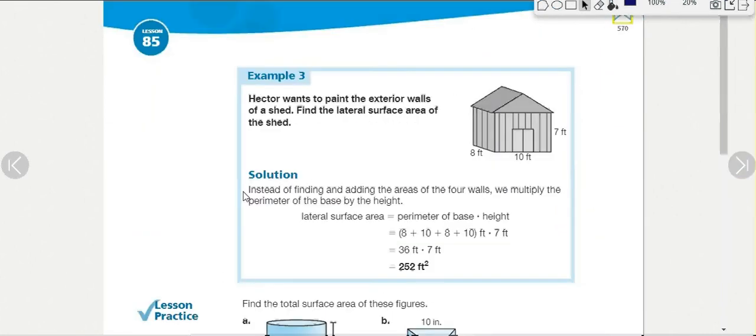So let's take a look here. Example 3: Hector wants to paint the exterior walls, the outside walls, of his shed. Find the lateral surface area of the shed. We're going to act like the roof doesn't overhang, even though it does appear to a little bit. We're not going to try to paint underneath there. So we're going to treat this like a rectangular, triangular prism. It's a triangular prism. It's got some height to it. It'll be interesting to look at.